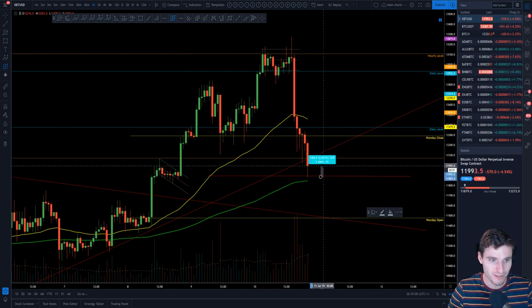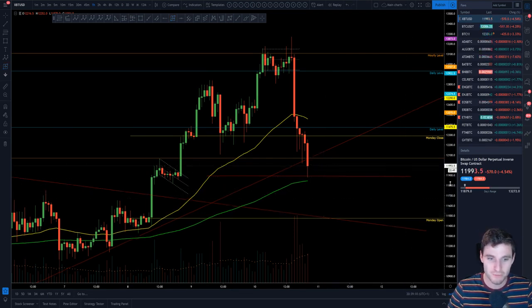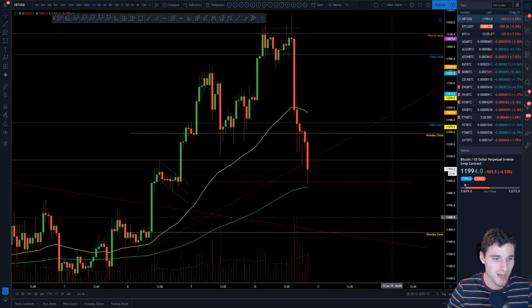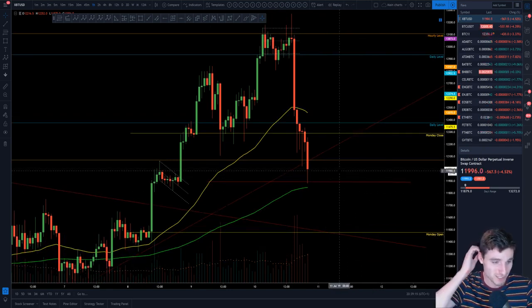It's really annoying. That's like a 1% bounce. This is what I live for. I live for 1% bounces like that. So yeah, I'm going to go trade this.